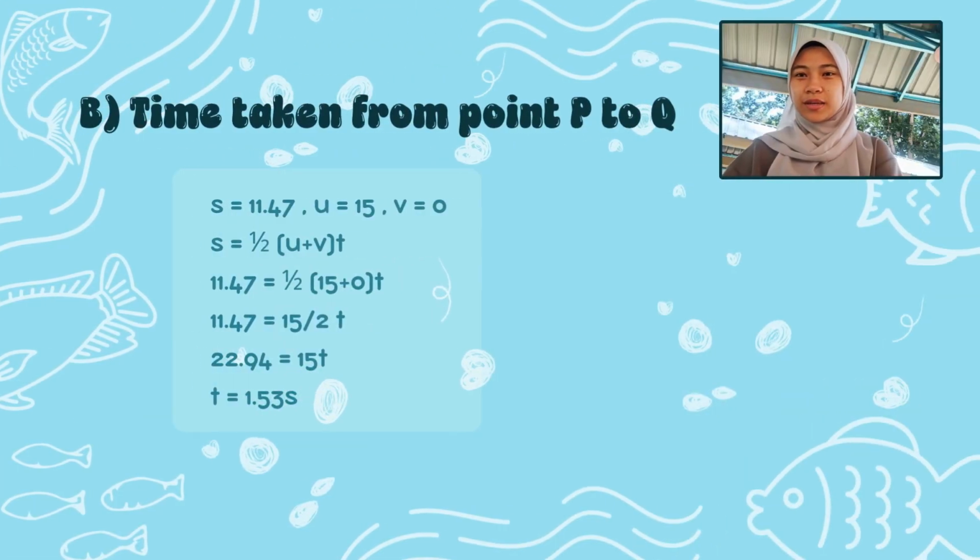Question B asks us to calculate the time taken from point P to point Q. For this question, we will be using the formula S equal to 1 over 2 multiplied by U plus V and multiplied by t. Then, we add the values that we have into the formula. So, it will be 11.47 equal to 1 over 2 multiplied by 15 plus 0 and multiplied by t. Then we will get 11.47 equal to 15 over 2t. After that, we will move to the left. Lastly, the answer for t we will get is 1.53 seconds.